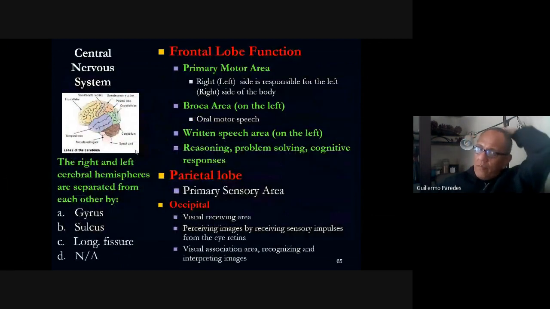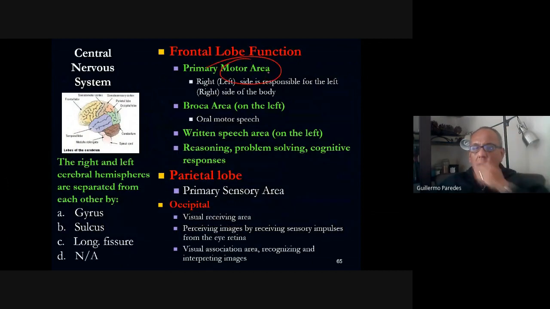The frontal lobe's primary function I want you to remember is the motor area and cognitive response. Parietal is the sensory area that we talked about in the previous class. Occipital is the visual area.